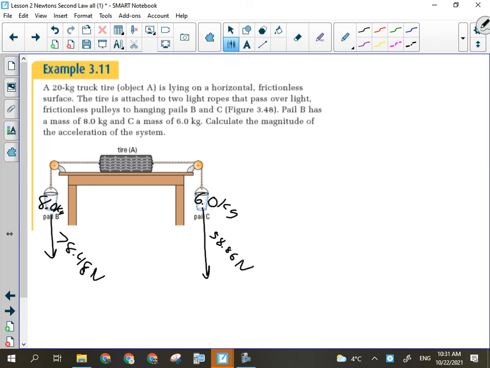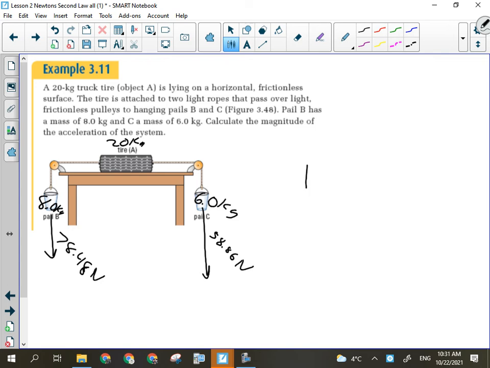All right, so we've got the 20 kilogram tire. We've got 6 kilograms on this side, 8 kilograms on this side. What's going to happen in this system when I release it? Which way will the tire move? Yeah, to the left, towards the 8 kilogram mass, because there's more force pulling the system, all of the mass, that way.